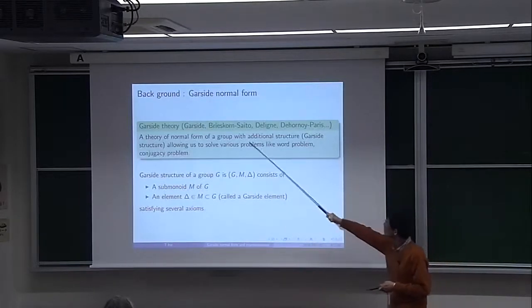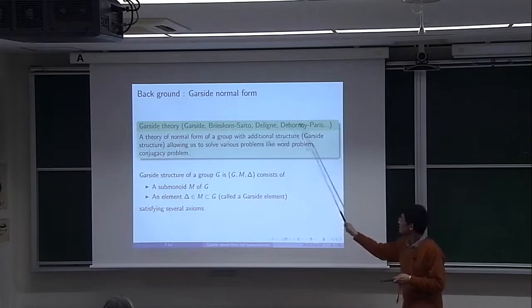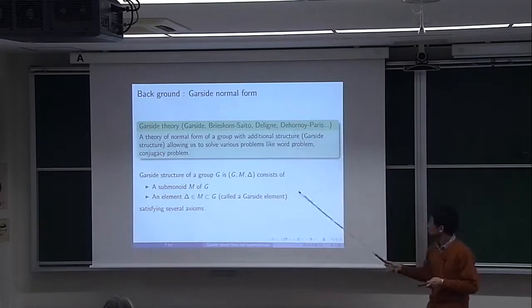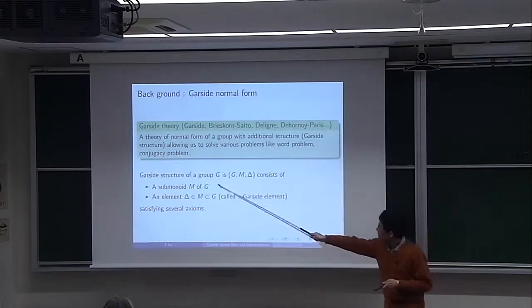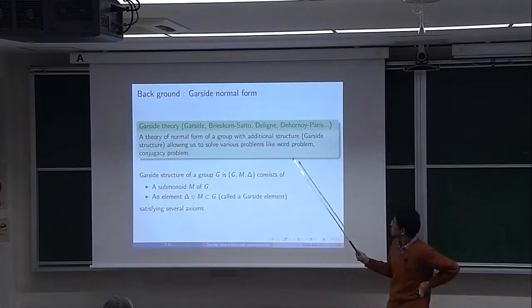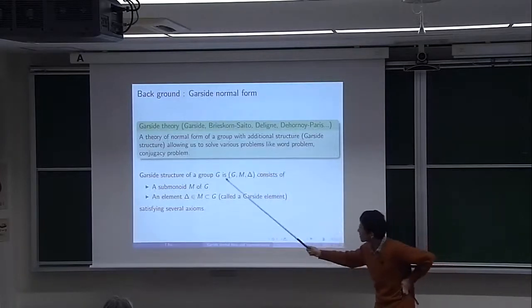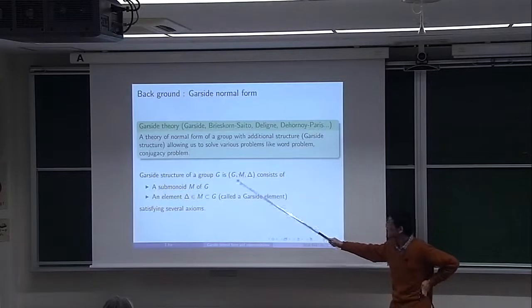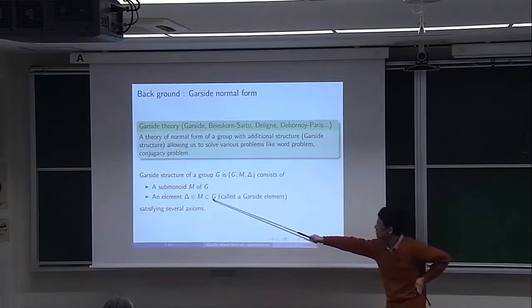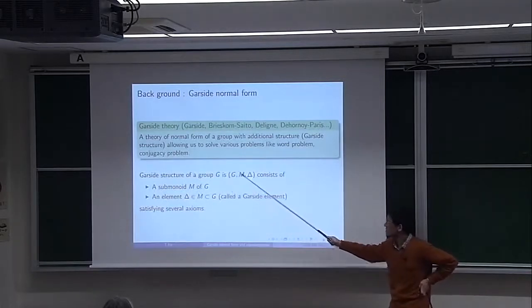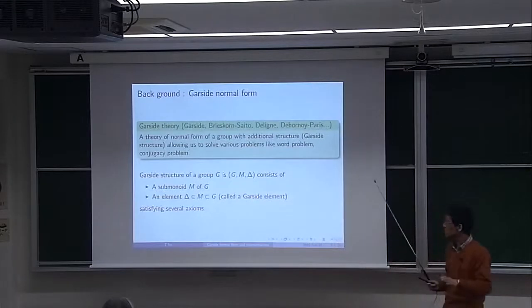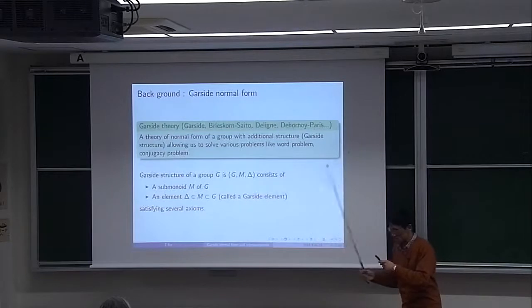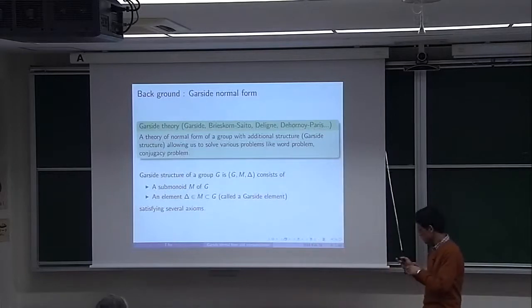So what is the additional structure? Of course, there are various formulations, but here one definition of a Garside structure is a group, a sub-monoid, and one particular element called the Garside element that satisfies several axioms. I won't explain what the axioms are, but let me show the important features of these properties by reviewing the case of braid groups.